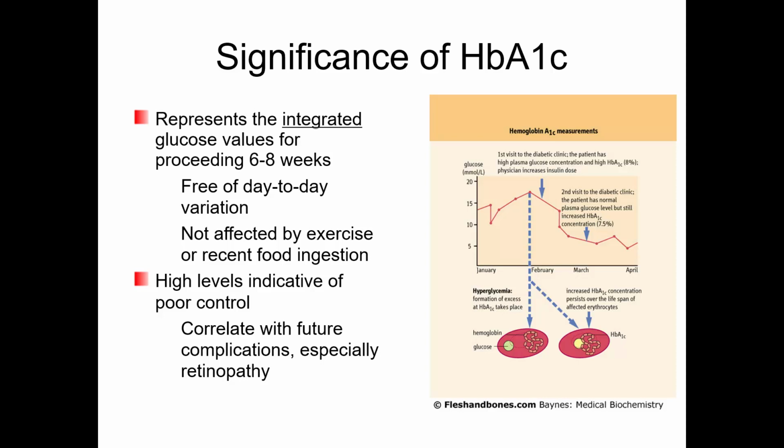The significance of HbA1c. It represents the integrated glucose values for the weeks preceding, 6 to 8 weeks. So you can get one measurement that kind of gives you an idea of what's been going on in the body for the previous 6 to 8 weeks. It's free of the day-to-day variation, and it's not affected by exercise or recent food ingestion. High levels are indicative of poor diabetic control. It's correlated with future complications, especially retinopathy. And then here's a chart that you can take a look at to read some more additional information.